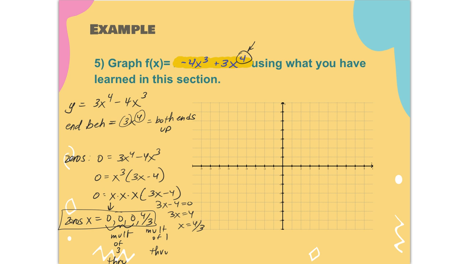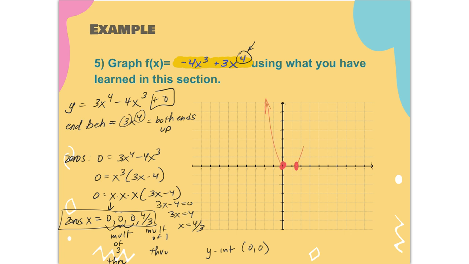Last but not least, my y-intercept. And yet again, I don't know why all these problems are the same. It's like having a 0 here. And so I know my y-intercept is 0, 0. So my solutions, again, are 0. That's also my y-intercept. And 4 thirds, which is 1 and 1/3. So it's here. Okay. My end behavior is both ends up.